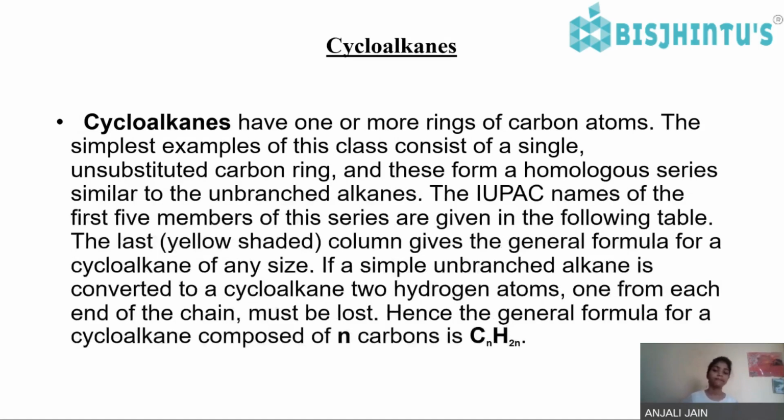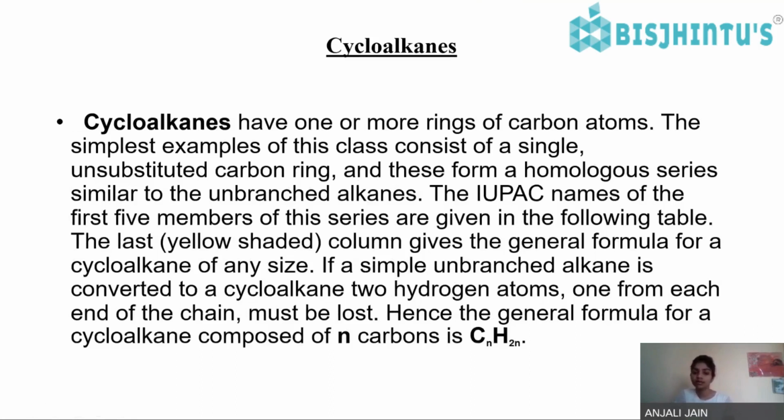Then comes cycloalkanes. Cycloalkanes have one or more rings. A cyclic structure is there in alkanes. They can have one or more rings of carbon atoms. The simplest example of this consists of a single unsubstituted carbon ring, because these are the cycloalkane moieties. So they cannot be substituted.